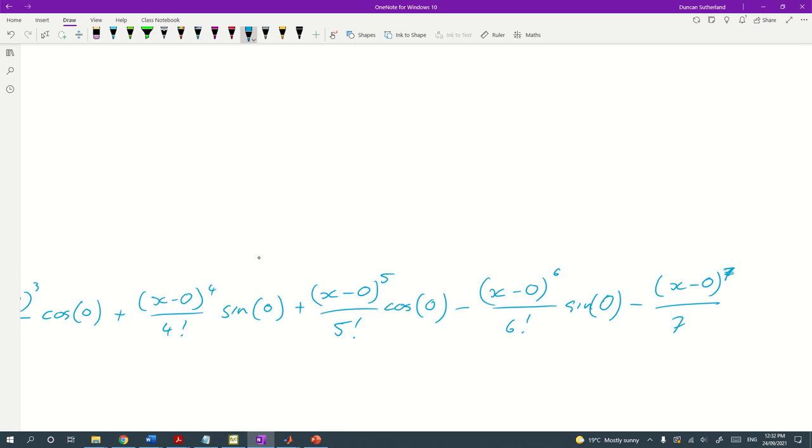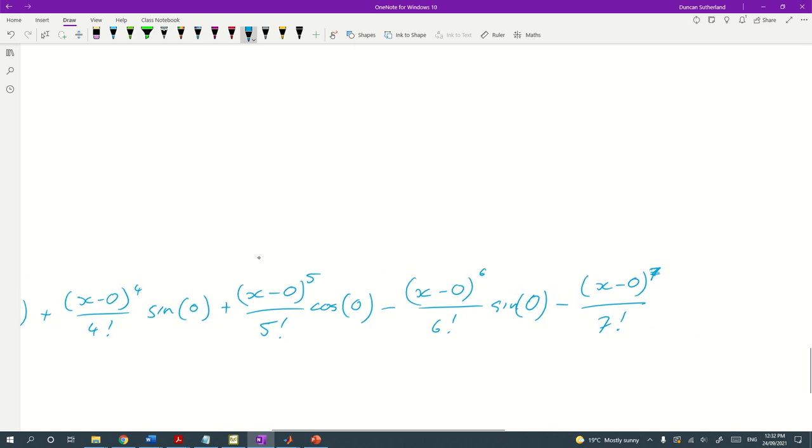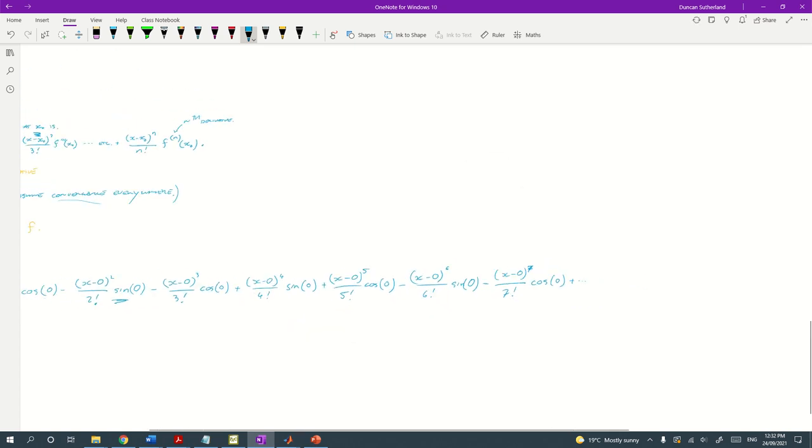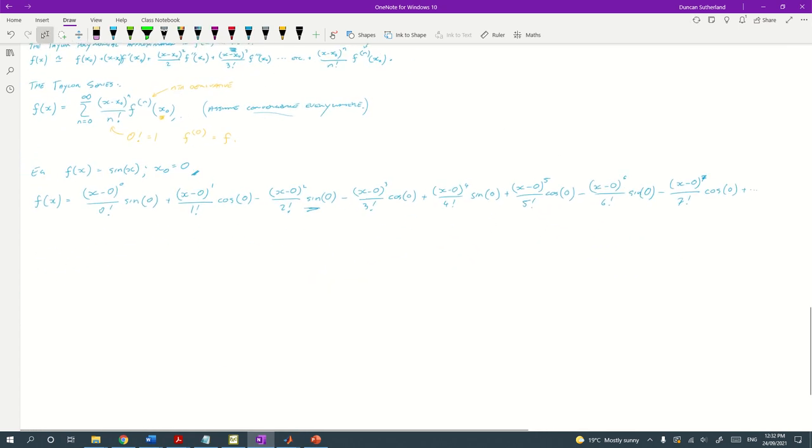Getting pretty bored of this now, so this will be the last term that I do. Okay, this is 0. This simplifies obviously just to x. This one is 0. This one simplifies to x cubed over 3 factorial, which is 6. So x cubed on 6. This one is 0, sine of 0.